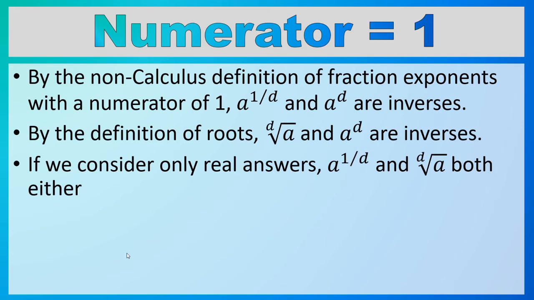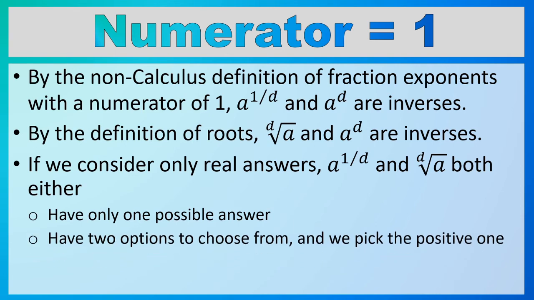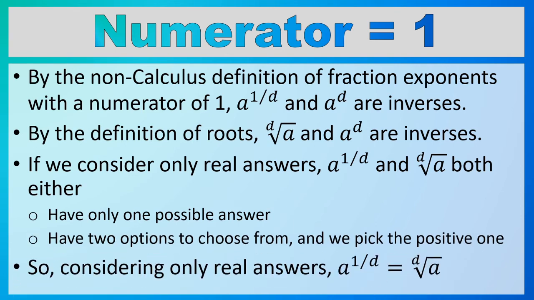If we consider only real answers for a given value of a and for a given value of d, a to the 1/d and the dth root of a both either have only one possible answer, or have two options to choose from, and we pick the positive one. Either way, considering only real answers, a to the 1/d is equal to the dth root of a.